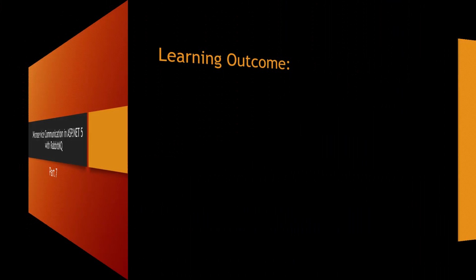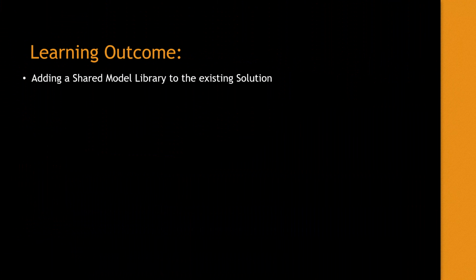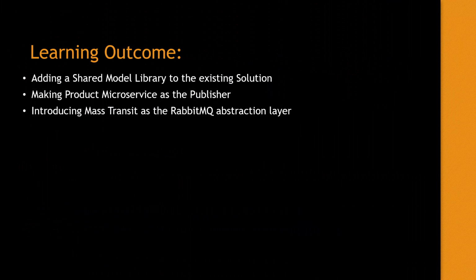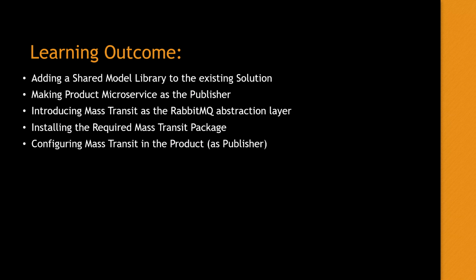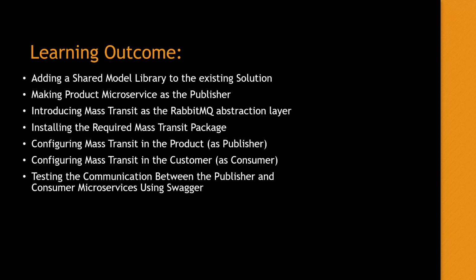So let's see what we are going to learn today. The learning outcome is adding a shared model library to the existing solution, which we will do first, and making the product microservice the publisher, and introducing MassTransit, a new concept, as the RabbitMQ message queue abstraction layer, and installing the required MassTransit package, and configuring MassTransit in the product as the publisher, and configuring MassTransit in the customer, which is going to behave as a receiver or a consumer. And finally, we'll test the communication between the publisher and the consumer microservice using Swagger UI rather than using Postman.